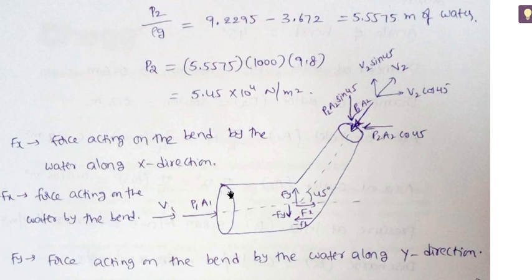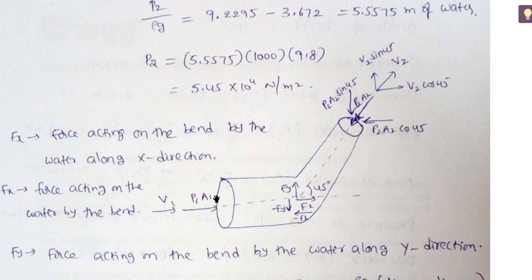Now we are considering only the forces acting on the fluid element in the bend, but Fx is the force acting on the bend. So according to Newton's third law, the bend also will exert the same force on the fluid in the opposite direction. So minus Fx is the force acting on the fluid by the bend in x direction. Similarly, minus Fy is the force acting on the fluid by the bend in y direction.